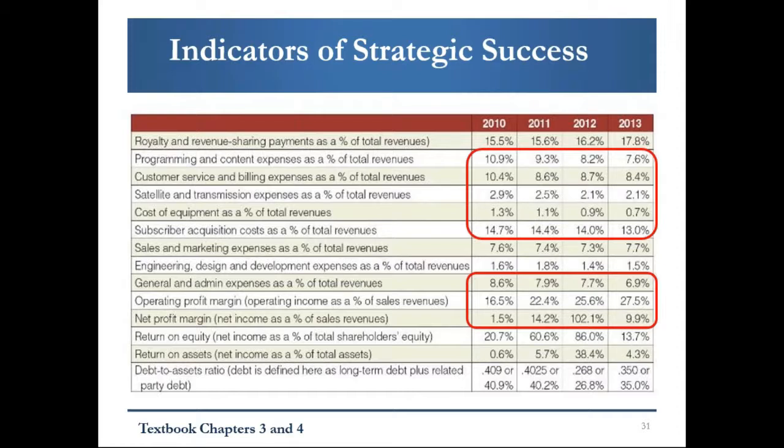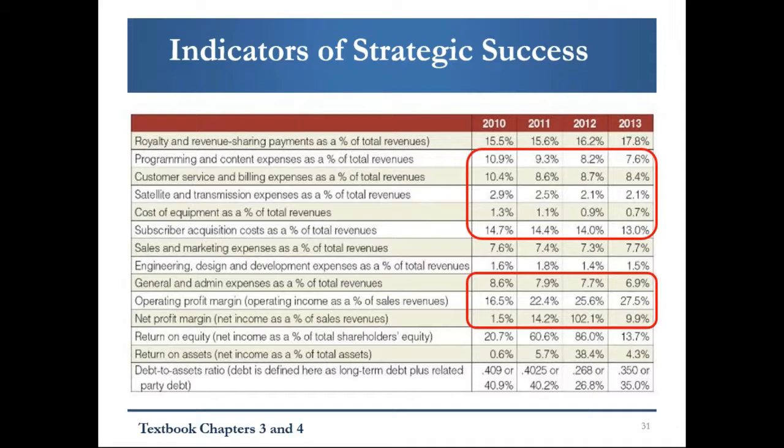So as I mentioned, it costs a lot of money for them to add each new customer, because they're subsidizing, once again, the auto companies. They're giving everybody incentives to go out and market their product. They're paying people to do that, and it costs a lot of money. Their general and administrative expenses, 8.6 to 6.9, that's incredibly attractive.